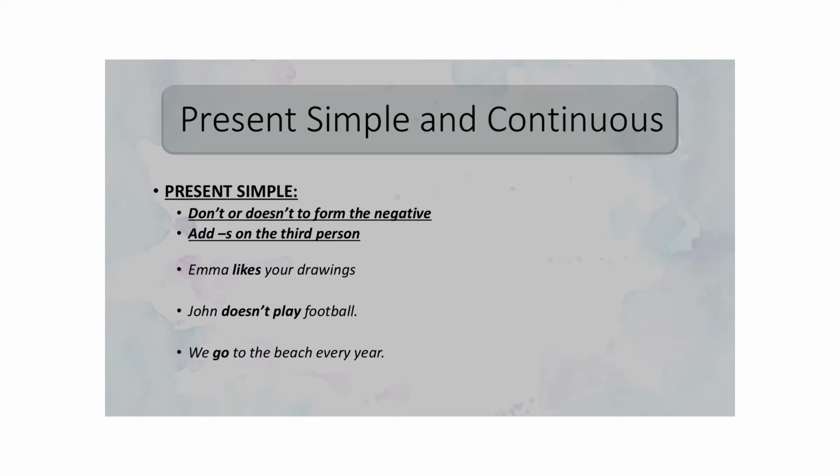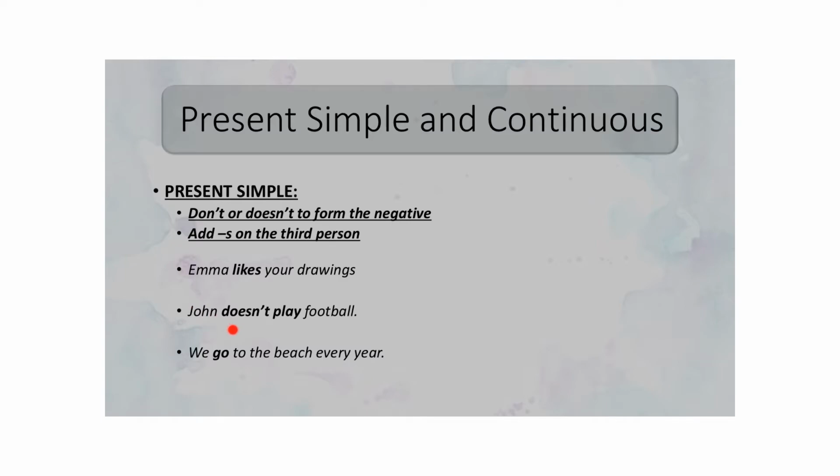So the first thing is the present simple. What you have to remember from here is that to form the negative, we use don't or doesn't if it is the 3rd person. And of course, also on the 3rd person, we have to add the S. So here we have Emma likes your drawings. As it is Emma, she, we add the S to like.